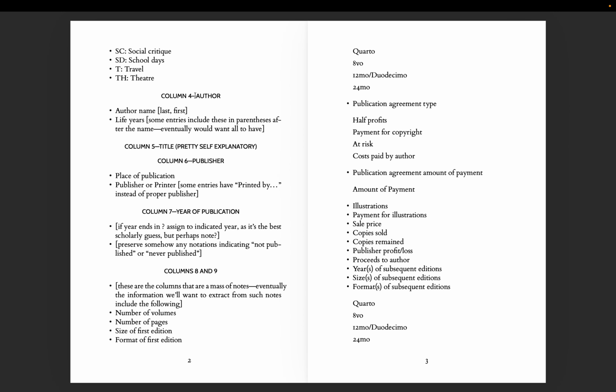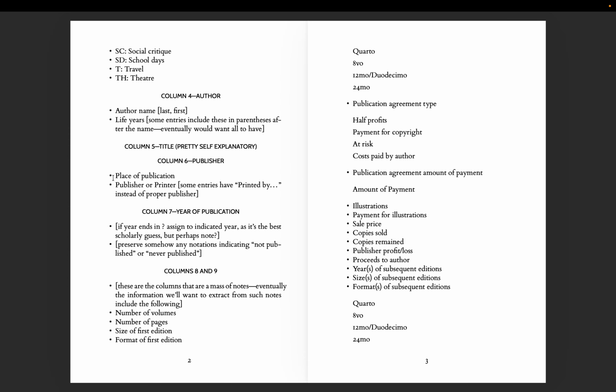Then, of course, there's the author. And the author column also sometimes has the life years of the author. So this, you can imagine, is a non-atomic piece of information. It's more than one piece of information in a cell. The title was pretty much left alone.